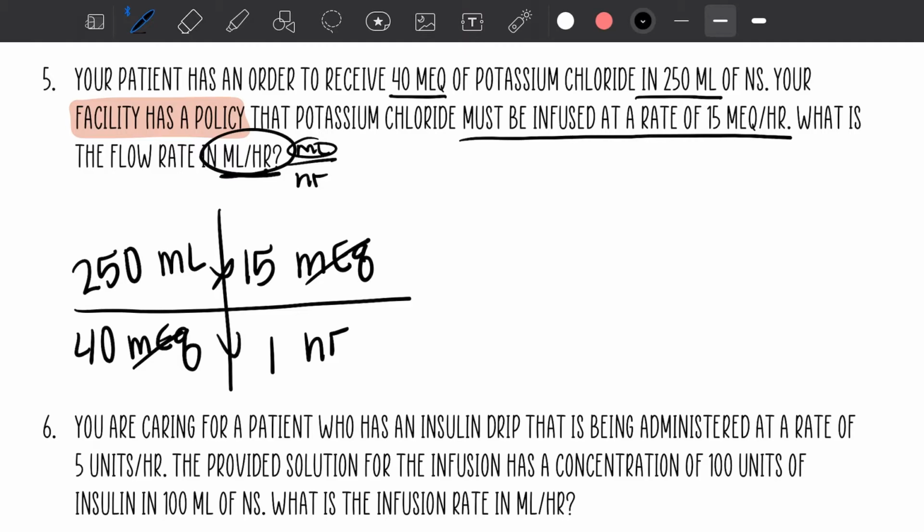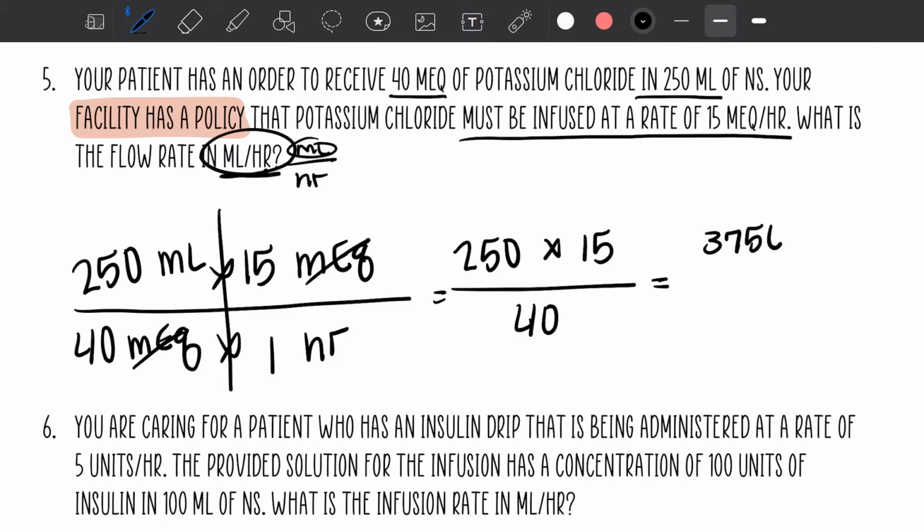So now we can multiply across the top and the bottom. So 250 times 15 divided by 40. That's going to give us 94 milliliters an hour for our infusion rate.